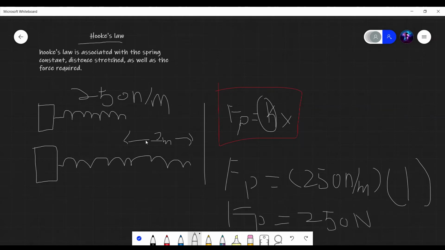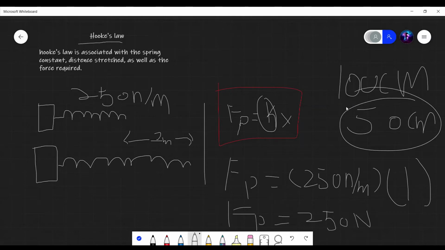Now, you can also find other forces you would need to stretch other distances. We know that to stretch 1 meter, you need 250 newtons. But how about half a meter? Well, you can just divide it. A meter is 100 centimeters, and half a meter is 50 centimeters.